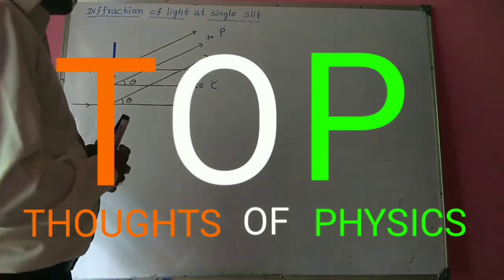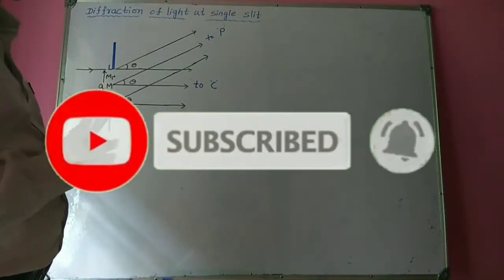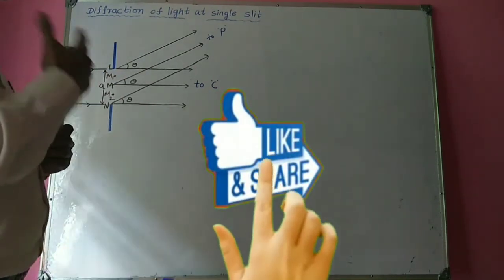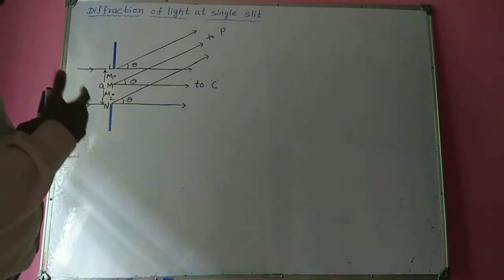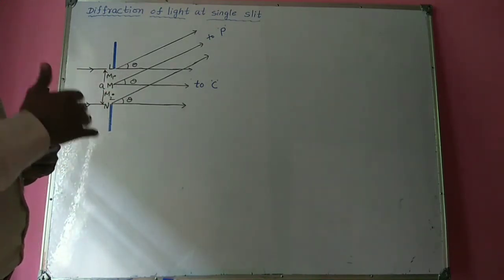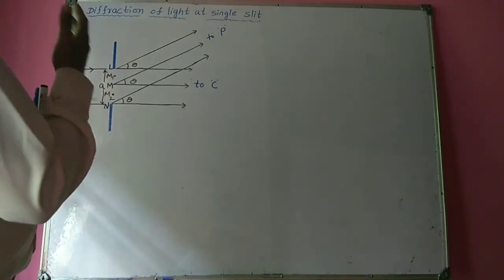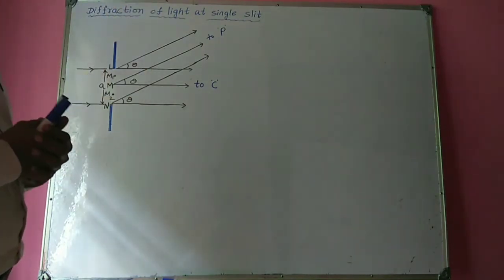In the video series of wave optics, in this class I am going to explain diffraction of light at a single slit. So first, what is diffraction? Diffraction is an optical phenomenon. The bending of light at the edges of obstacles and entering into the geometrical shadow is called diffraction. Now we are going to discuss the diffraction of light at a single slit.